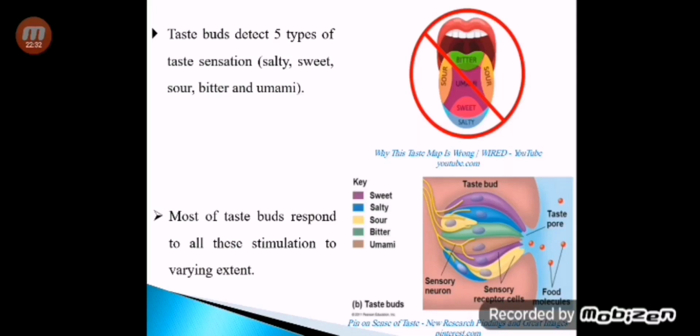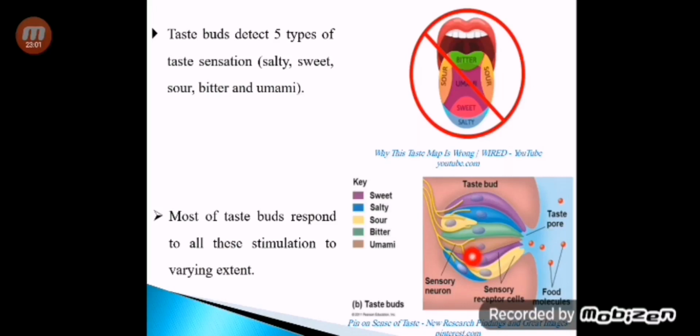Later on, they found this tongue map is wrong because most of the taste buds respond to all stimulation to a varying extent. This means that each taste bud can sense all types of taste sensation, because inside each taste bud there is a group of cells, but each cell is sensitive to a specific type of taste.